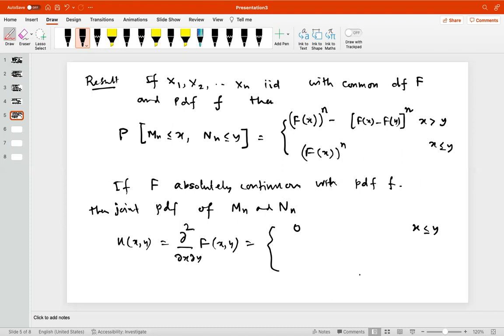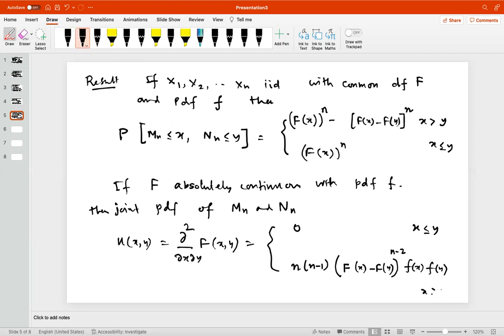It is 0 because there is no y. It's only x. If you take the derivative with respect to y, it is 0. Now, what about for x greater than y? In that case, you can easily check that it is n into n minus 1 (this is homework), fx minus fy whole to the power n minus 2, and then fx into fy. This is a very interesting result for x greater than y.